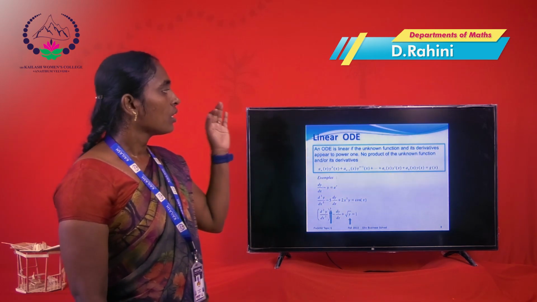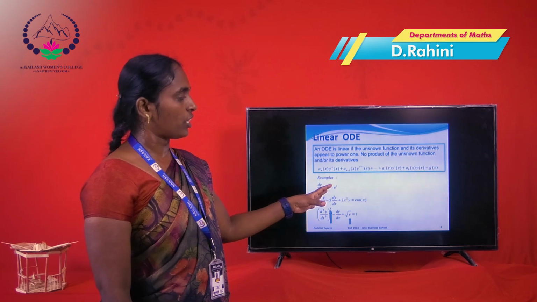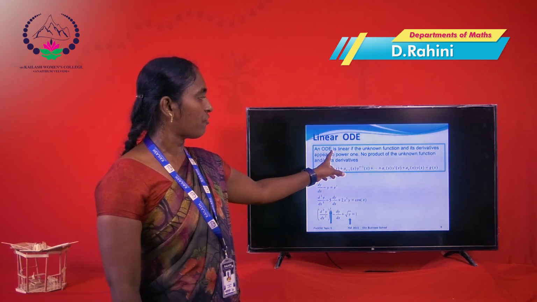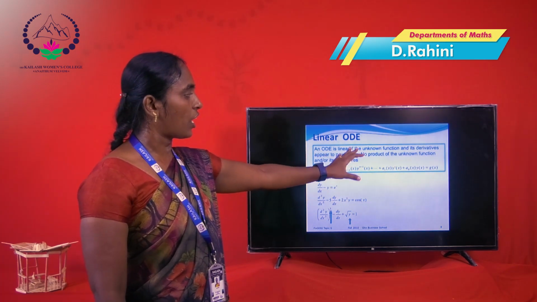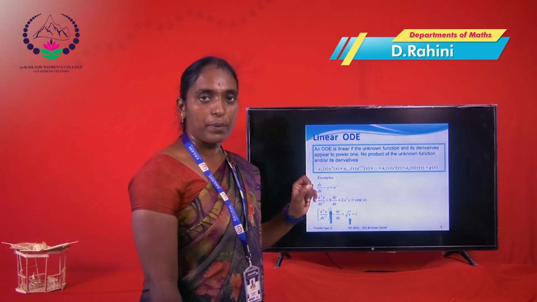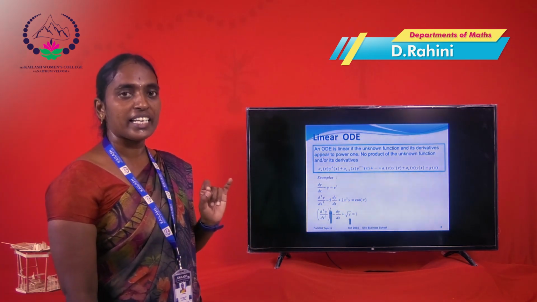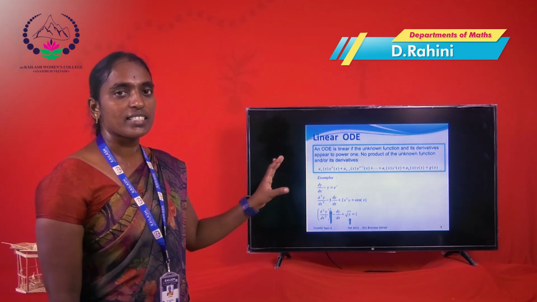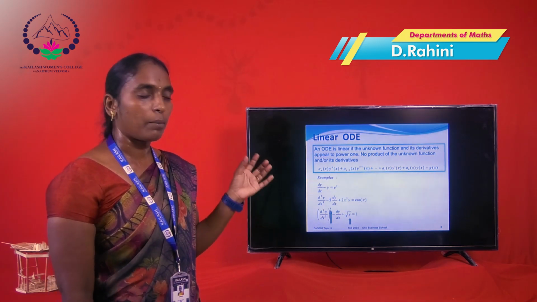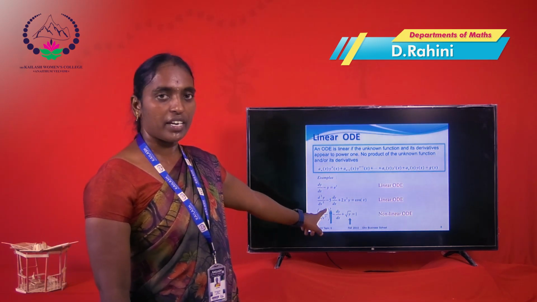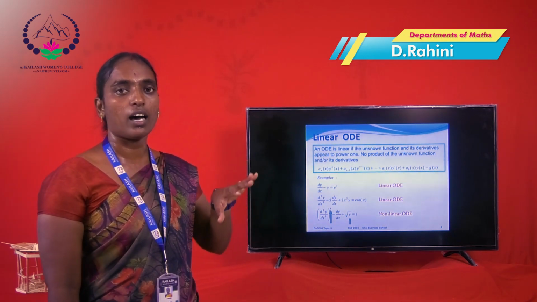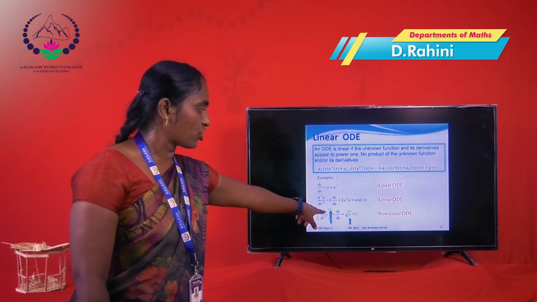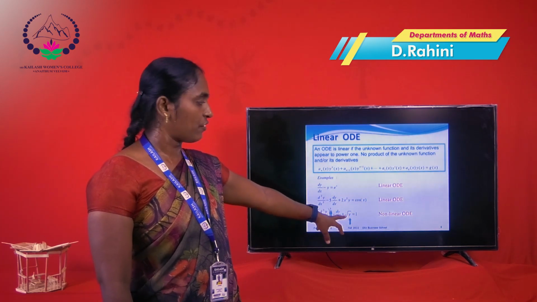Next, linear order differential equation. First we have to say what is a linear order differential equation. An ordinary differential equation is linear if the unknown function and its derivatives appear to the power 1. This is called a linear ordinary differential equation. So no product of the unknown function and or its derivatives applies. In multiplication, power, only derivatives that may be 1, 2, 3 or more, the nth derivative will be available. No multiplication.